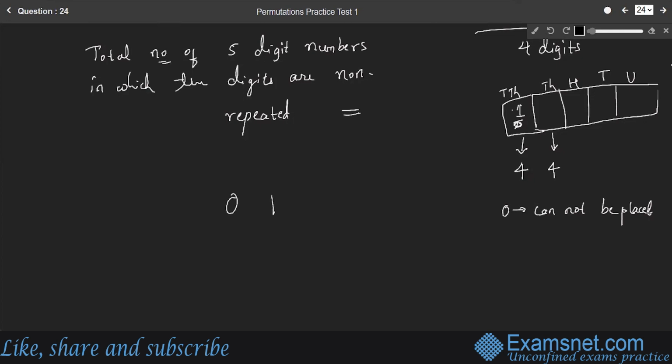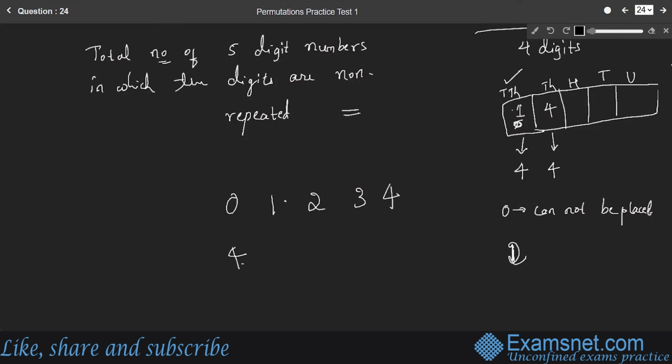Therefore, of the given 5 digits, 1, 2, 3, 4, and 0, one digit cannot be placed in 10,000. Therefore, 4 digits can be placed in 10,000 place, right? If one digit is already placed, say for example, 1 is already placed in 10,000, or 2 is already placed in 10,000, the remaining digits are 0, 1, 3, and 4. Therefore, 4 digits can be placed in thousands place, right?